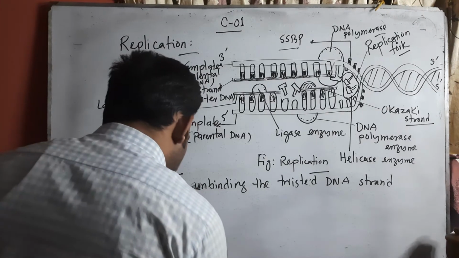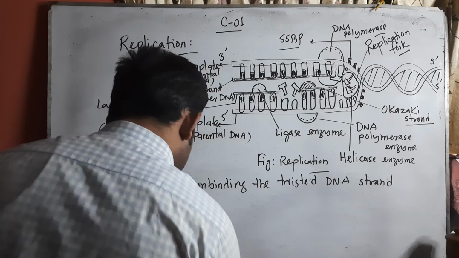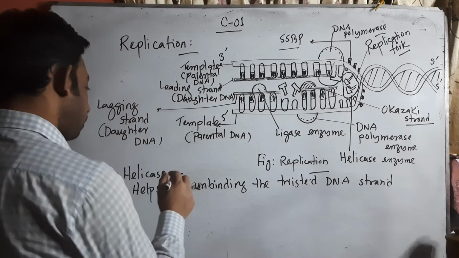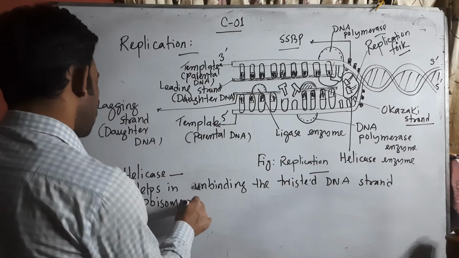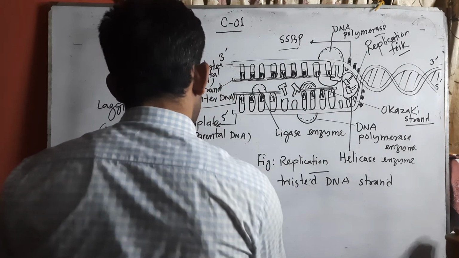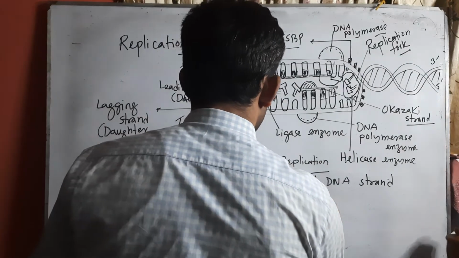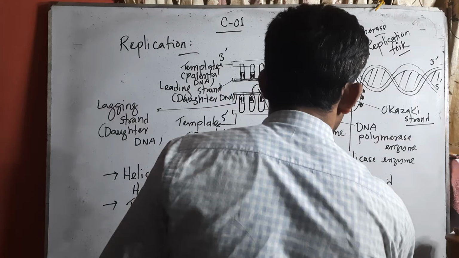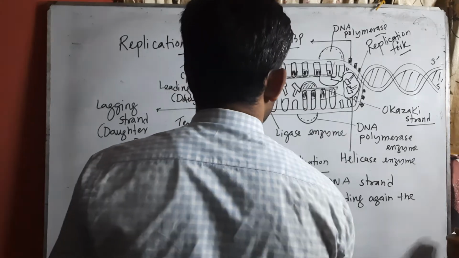This is a very important point. Okay. Topoisomerase. Topoisomerase, they're not mentioning there. Isomerase, it helps in not binding again the DNA twist.